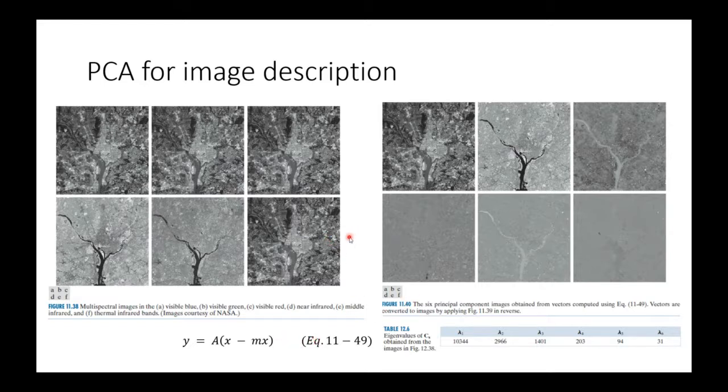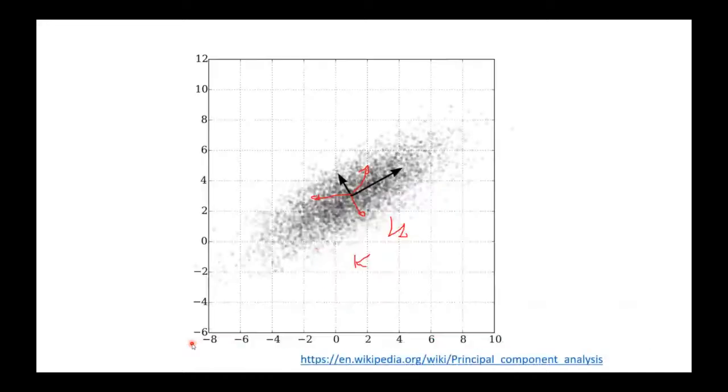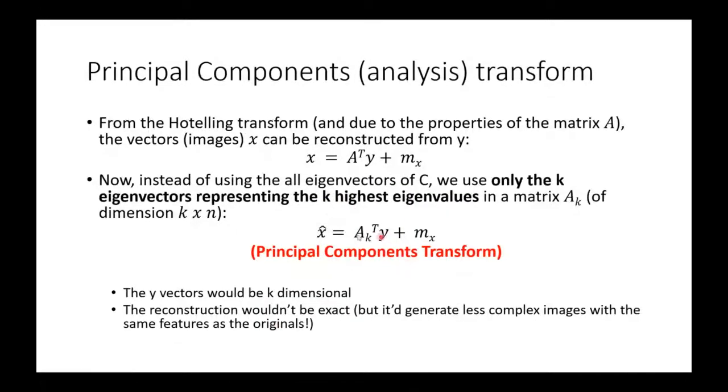By using the principal component analysis, we get the 6 principal component images obtained from vectors computed using this equation, right? So it uses the Hotelling transform. The Hotelling transform, then I get these vectors. After getting these vectors, I select the k eigenvectors with the highest eigenvalues.